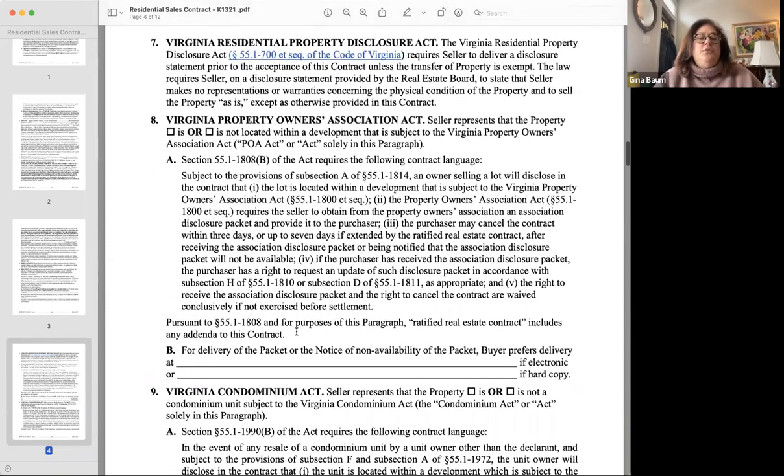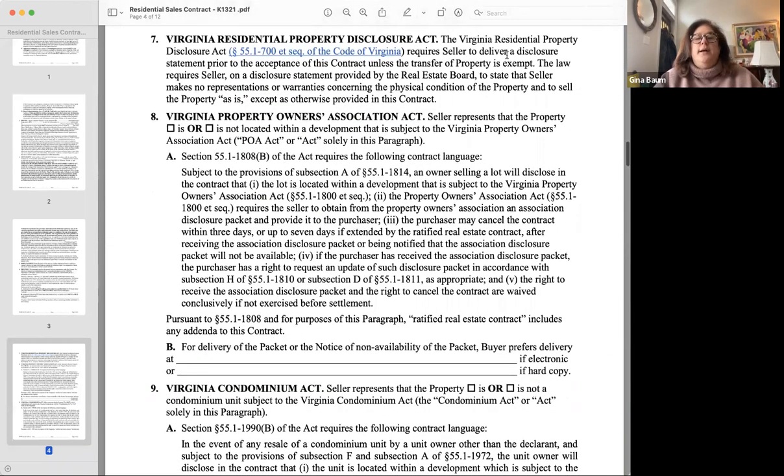All right, the Virginia Residential Property Disclosure Act, as you know, for all of our buyers, we have a 4-page statement that we have them read. The Virginia Residential Property Disclosure Act requires a seller to deliver a disclosure statement prior to the acceptance of this contract, unless the transfer of property is exempt.